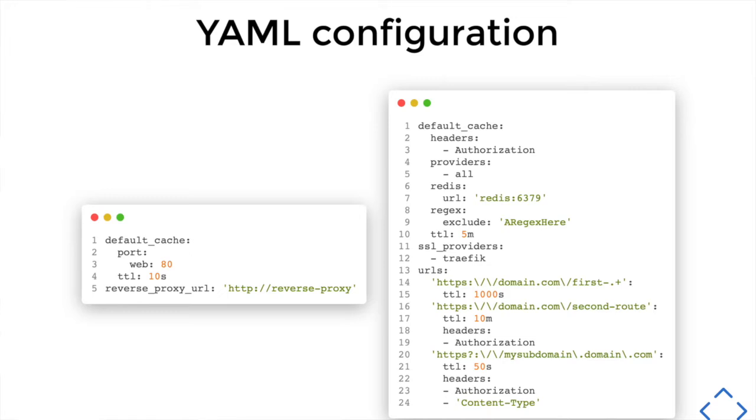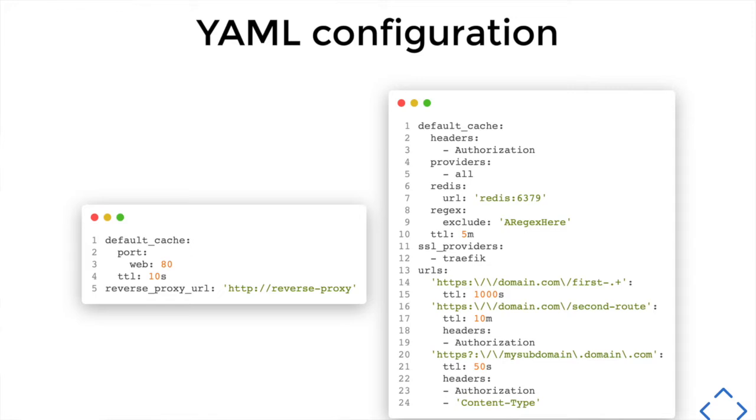On the left, you can find the minimal configuration to be able to run a standalone Souin instance. That means Souin will be run as a proxy. On the other side, you have a more complex configuration, with headers to be added to the cache key, a regex to exclude from being cached. For example, you can define the TTL. You can define the SSL providers and many other things.